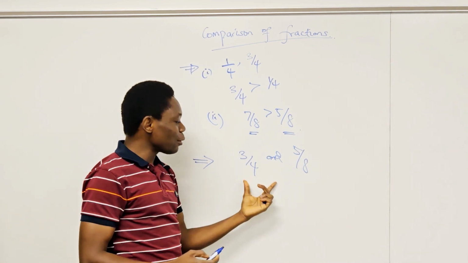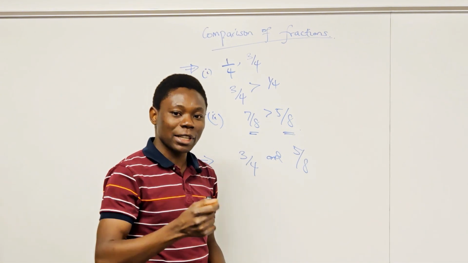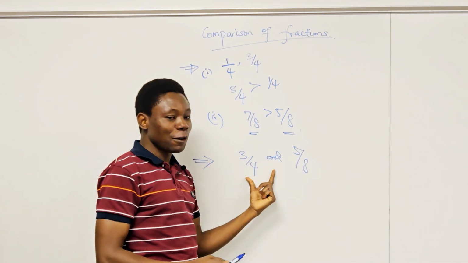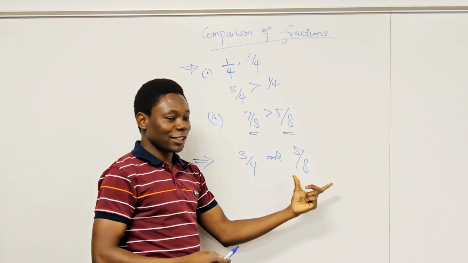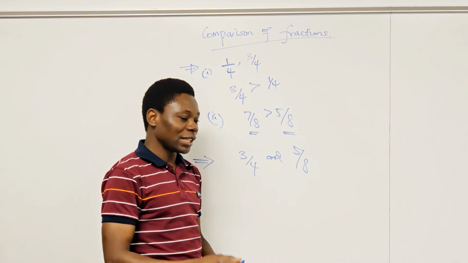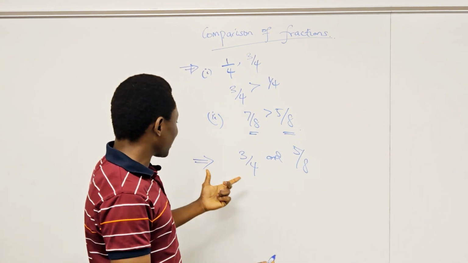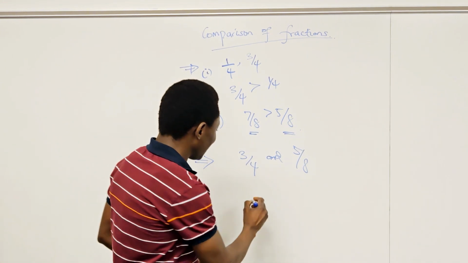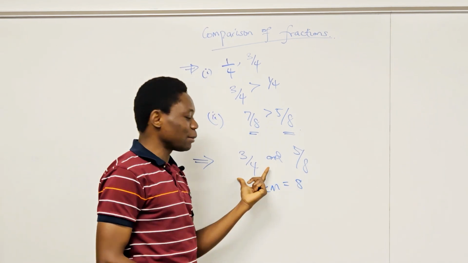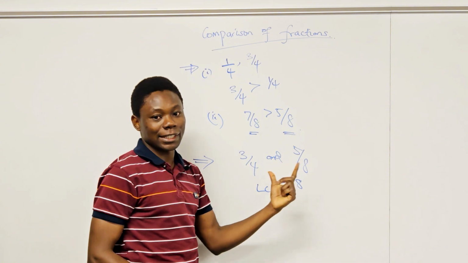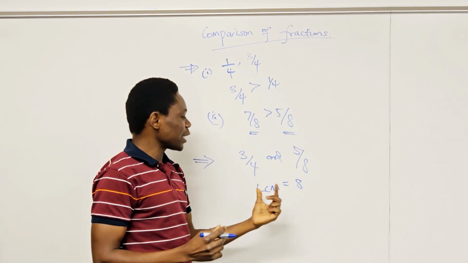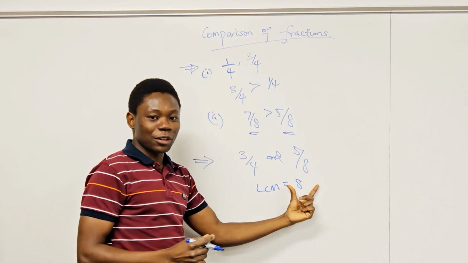We are going to look for the lowest common multiple. That is the smallest number, the lowest number that can be divided by 4 and 8. There are a lot of numbers that can be divided by 4 and 8 at the same time, but we pick out the smallest number. So we can see here that 8 is the LCM. That is, 8 can be divided by 4 and 8 can be divided by 8 at the same time without a remainder. So we need to express each of these fractions such that they have a denominator of 8.